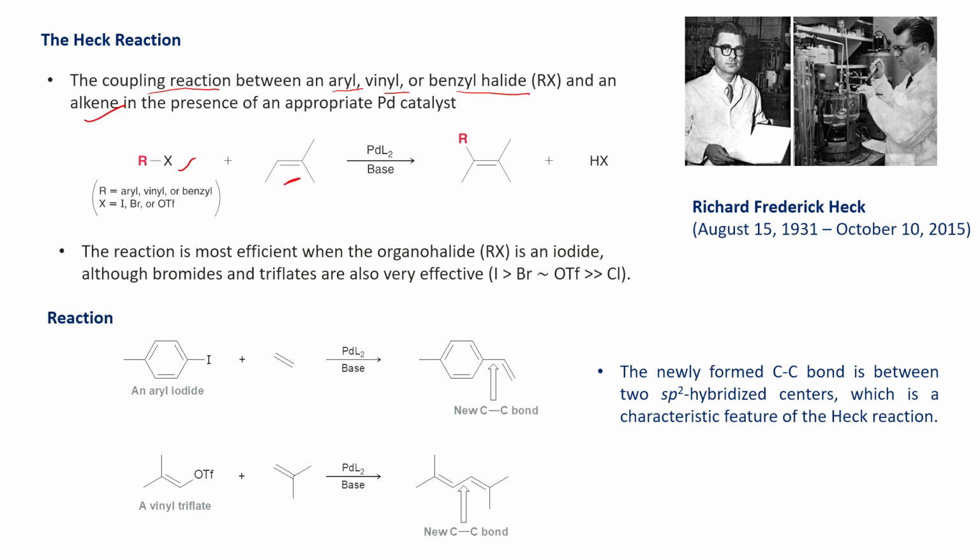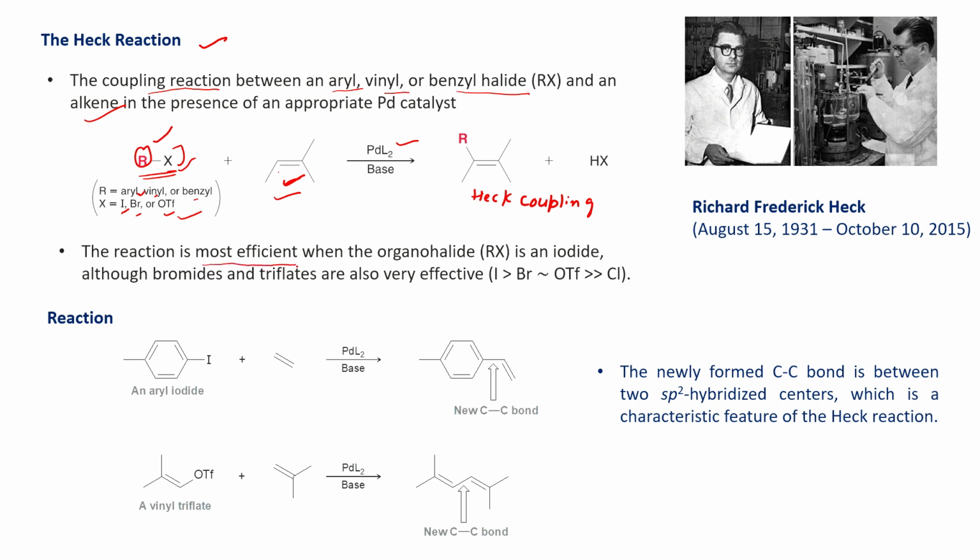Now we will study Heck reaction. In Heck reaction, your coupling partners are alkene and organoelectrophile. So your R can be aryl, vinyl and benzyl, and X can be iodine, bromine or OTf. So your organoelectrophile is reacting with alkene in presence of palladium catalyst, and it will give you Heck coupling product. So your R is attaching on alkene.